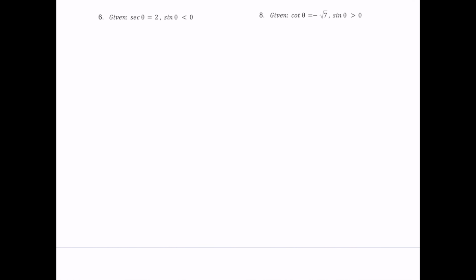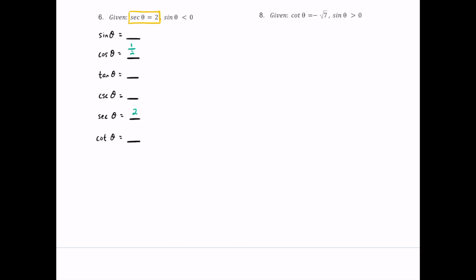Let's try number 6. In number 6, we're given that secant of theta is equal to 2 and that sine of theta is less than 0. So we know here that secant of theta is equal to 2. So I'm going to go ahead and write that in over here. And its reciprocal is cosine, so that's going to be 1/2.